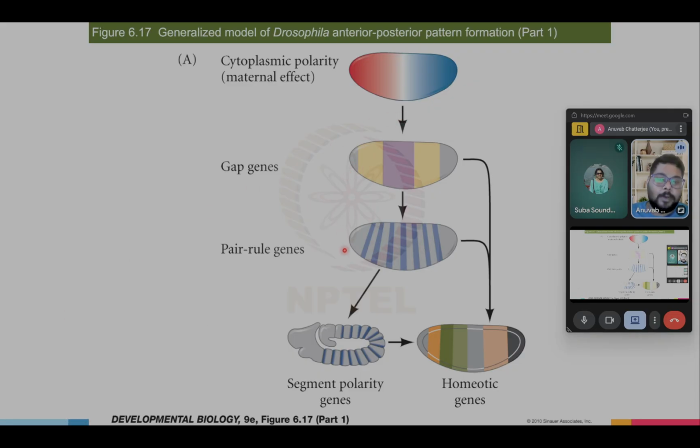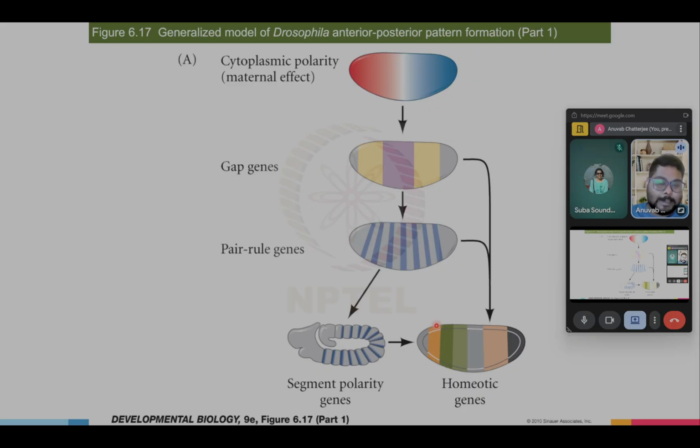The gap genes follow, which in turn help in expression of the pair rule genes, which help in expression of the segment polarity genes, and all of these form the homeotic genes, and these are like the most important regulators of body planning. These genes are expressed in specific locations throughout the entire body, and they will determine where what will form.